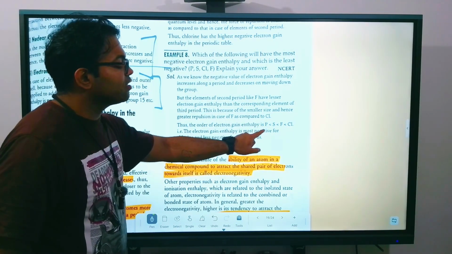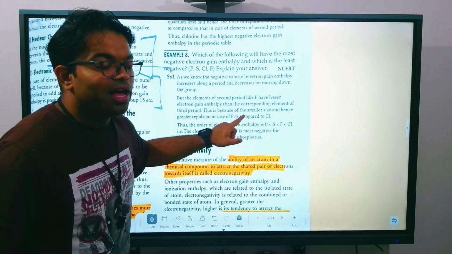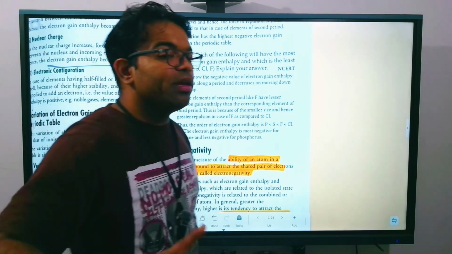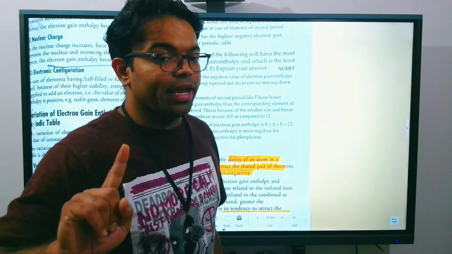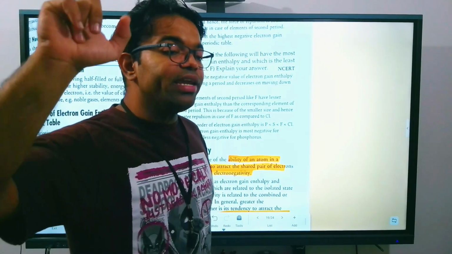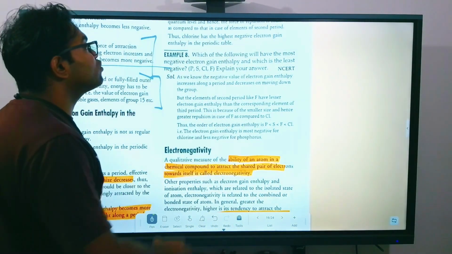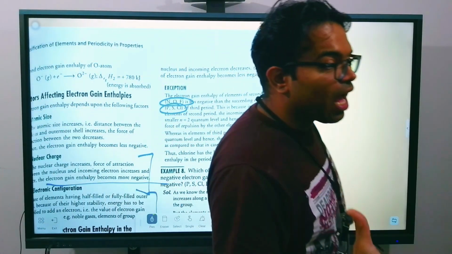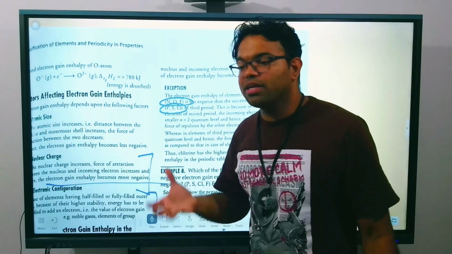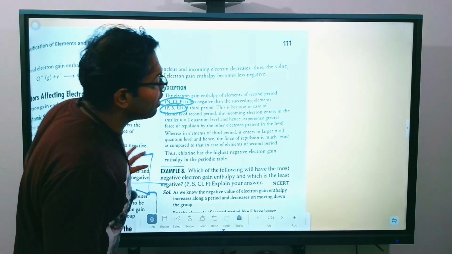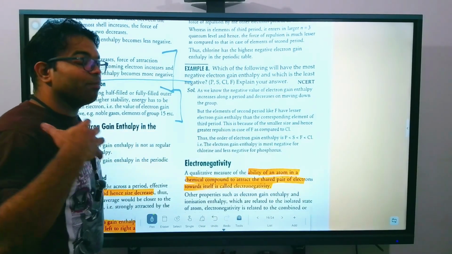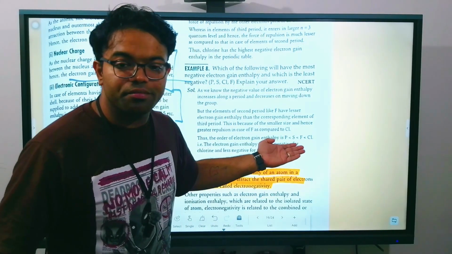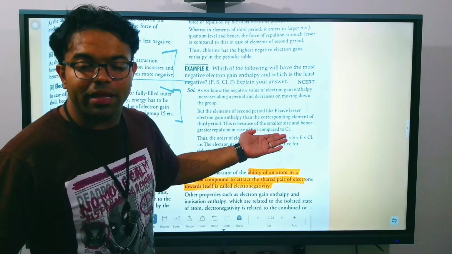So phosphorus will have a more positive electron gain enthalpy compared to sulfur, and then it will be fluorine, then chlorine. It will not be chlorine and fluorine, it will be fluorine and chlorine because of this explanation, because of the smaller surface area that fluorine has in the outermost shell compared to chlorine. Therefore, chlorine will have a more negative electron gain enthalpy. Did you understand the logic behind this question? Clear?